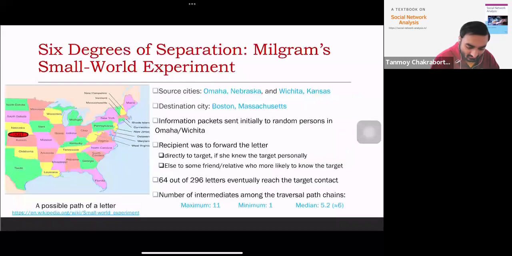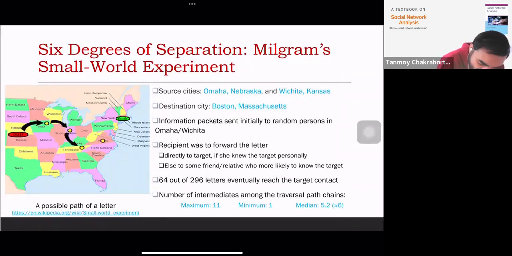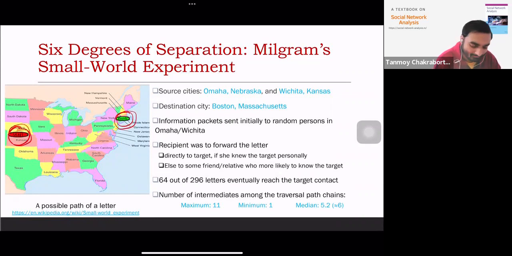He chose 2 different cities in the US. One is Omaha, Nebraska, and Kansas here. This is the starting point of the experiment, and the ending point of the experiment is Boston. As you see, these 2 places are far from each other, which is why it helped for this experiment. So what was the experiment? Around 296 letters were given to random individuals in Omaha.